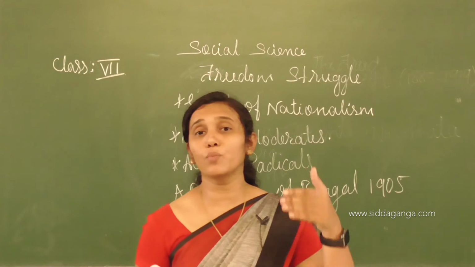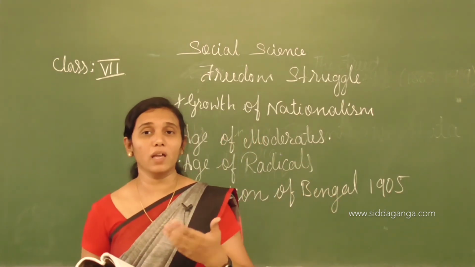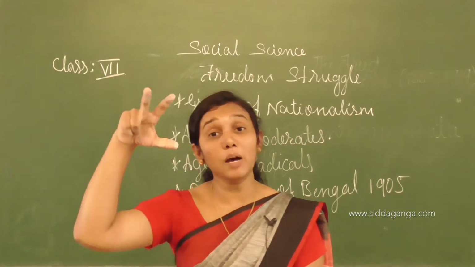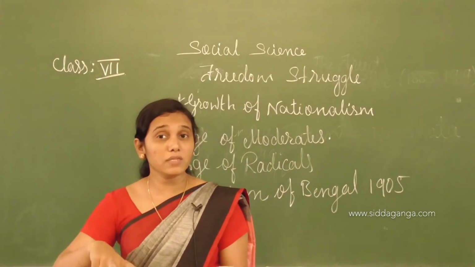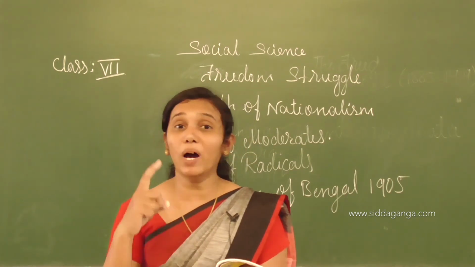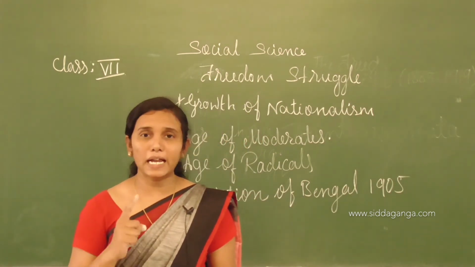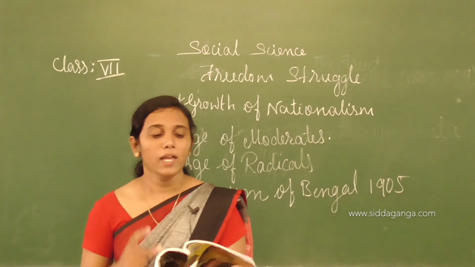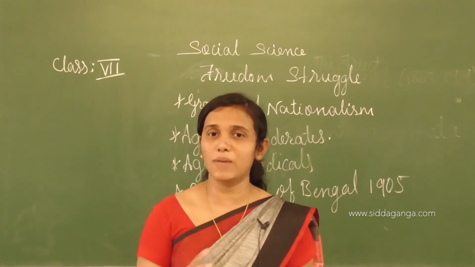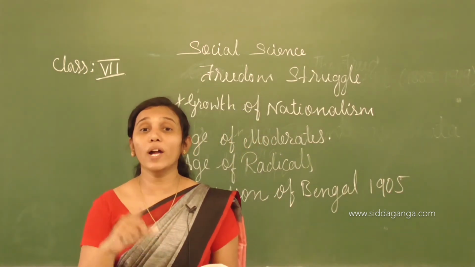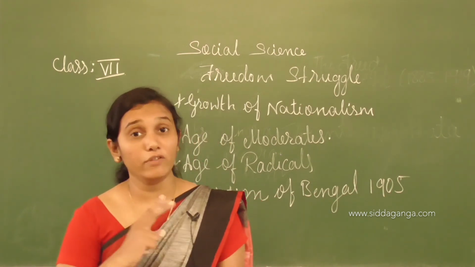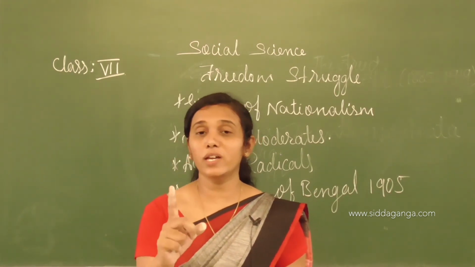What happened in Bengal? Nationalism grew rapidly, spreading all over Bengal. That is why the British wanted to suppress these revolts, and they suppressed the people of Bengal. That's why they did the partition of Bengal in 1905. The British wanted to divide the people, Hindus and Muslims. That's why they did the partition of Bengal.